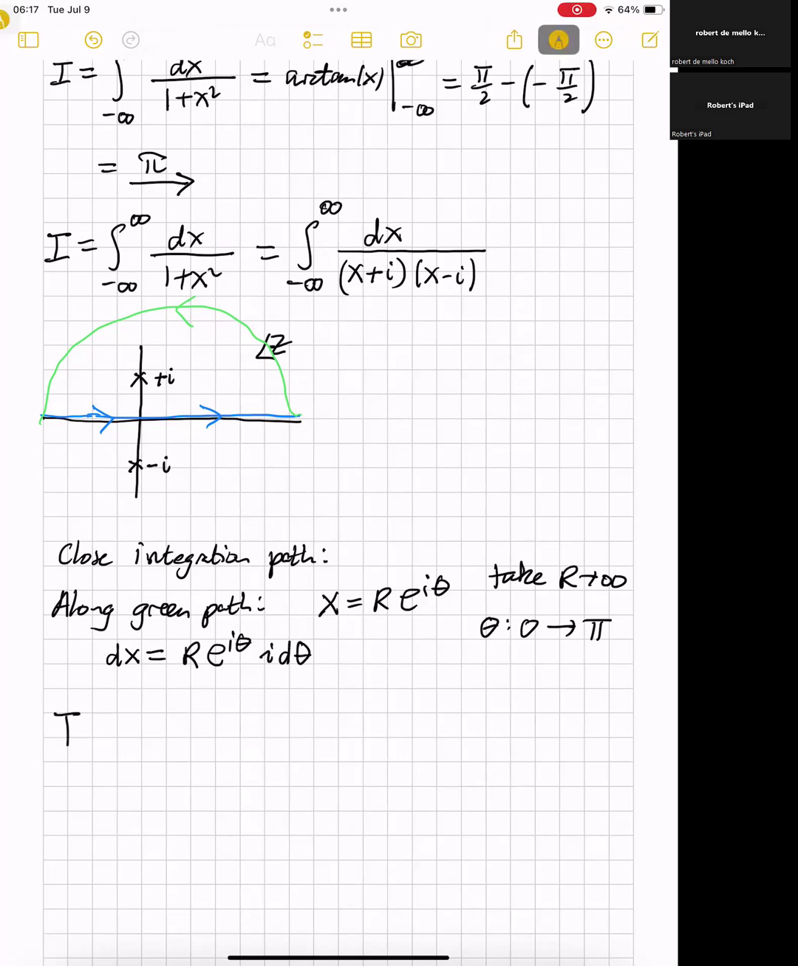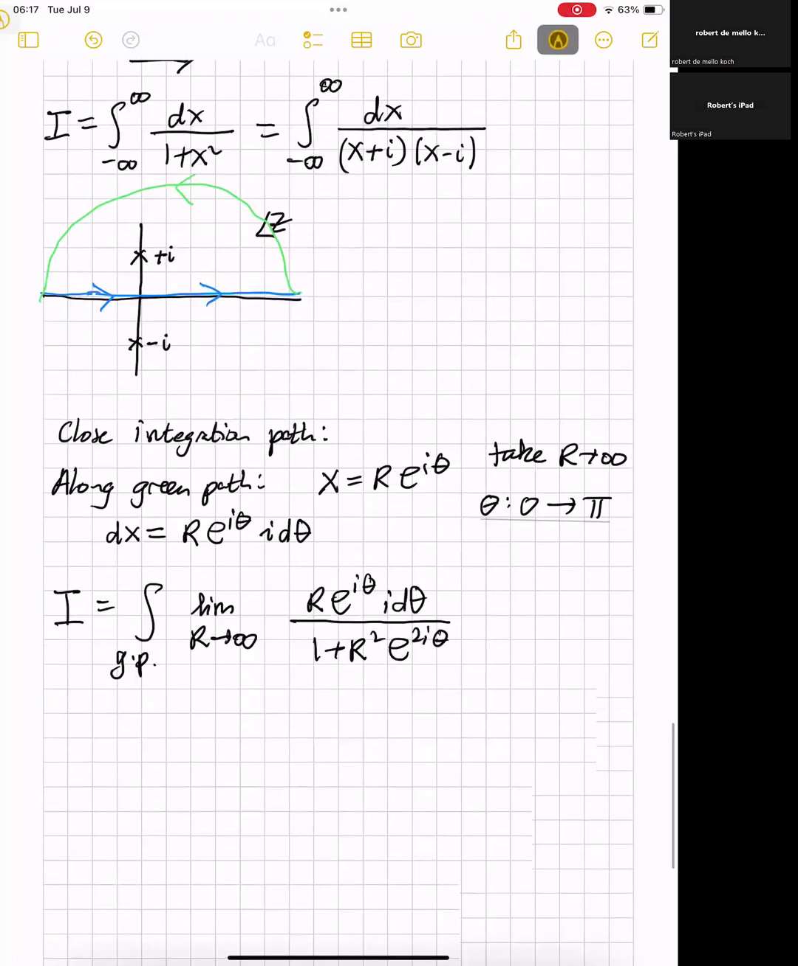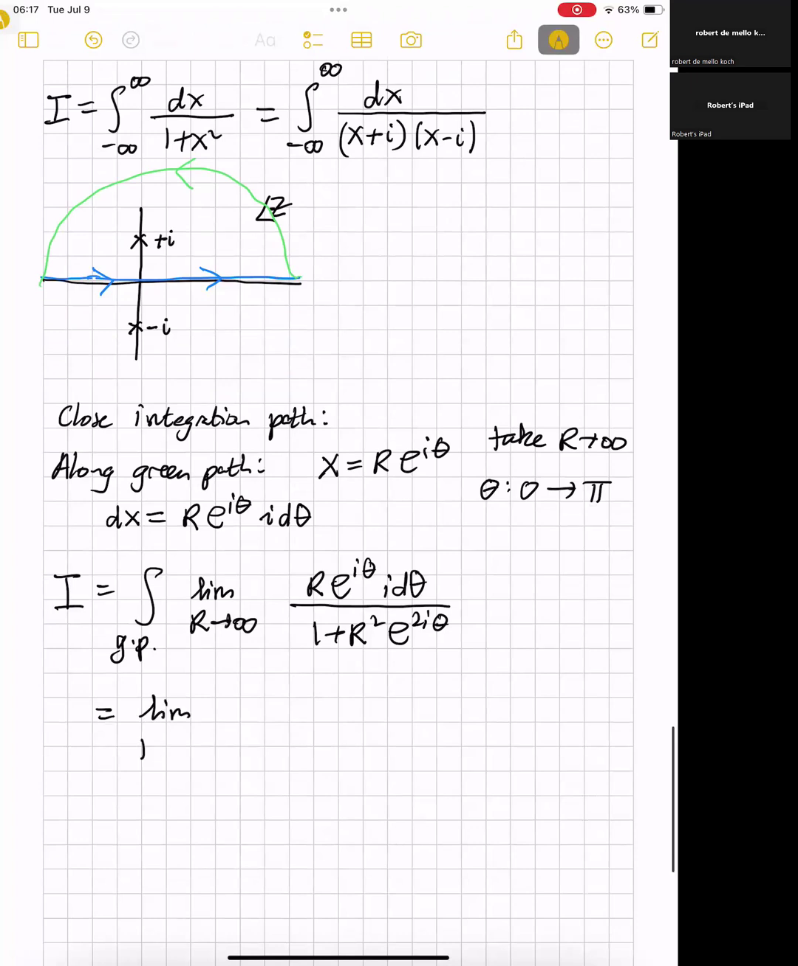So if we now look at the integral along the green path, so let's say GP for green path, then we know we must take the limit that r goes to infinity. And then we've got dx, which is r e to the i theta, i d theta, over 1 plus r squared e to the 2i theta. Now, in taking that limit that r goes to infinity, r is going to become massive. So in that denominator, that 1 plus r squared e to the 2i theta, forget the 1. That's going to be completely negligible. So we're just going to drop the 1. Then we'll have an r over r squared. So we've got a 1 over r. We've got an integral e to the i theta times i d theta over e to the 2i theta. And we should be integrating over theta from 0 to pi.